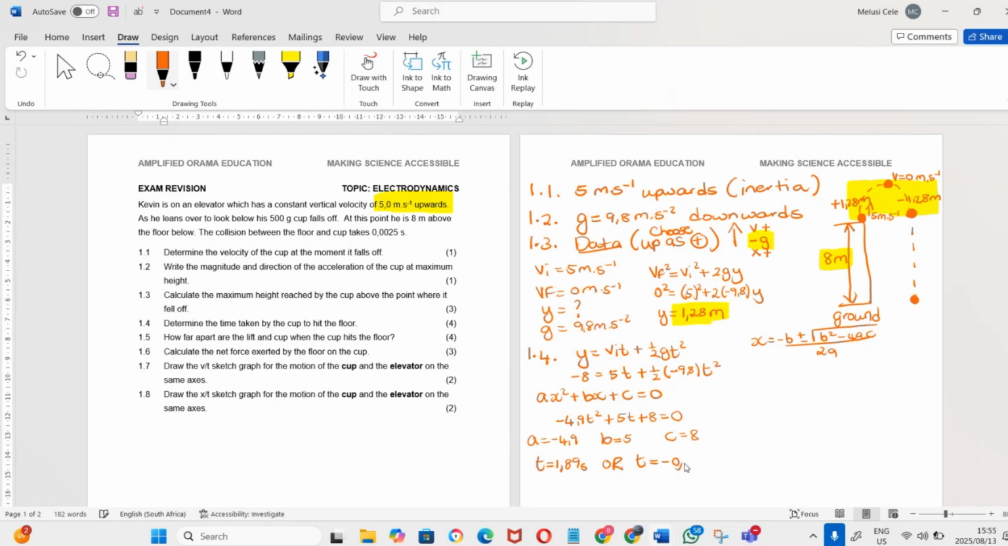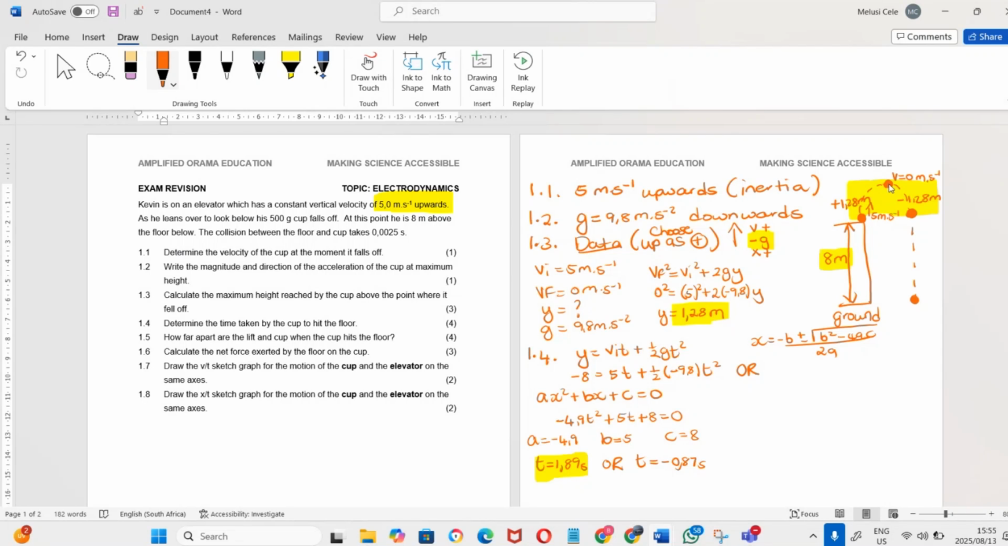Or my second value is negative 0,87 seconds. We can readily tell which answer is correct here. 1,89 seconds is the correct answer, obviously, because time cannot be negative. But we can prove that by doing the other method. So what we can do is calculate the time it takes the cup to reach its maximum height.